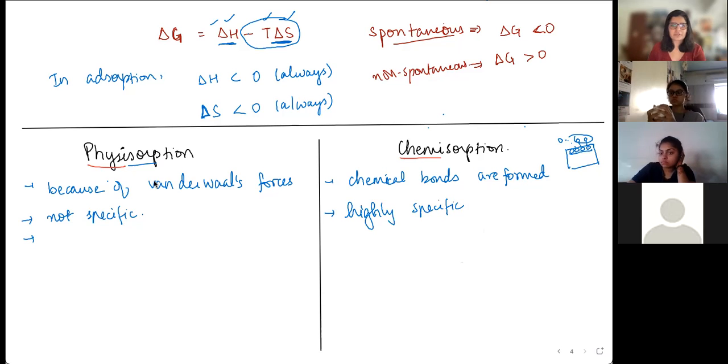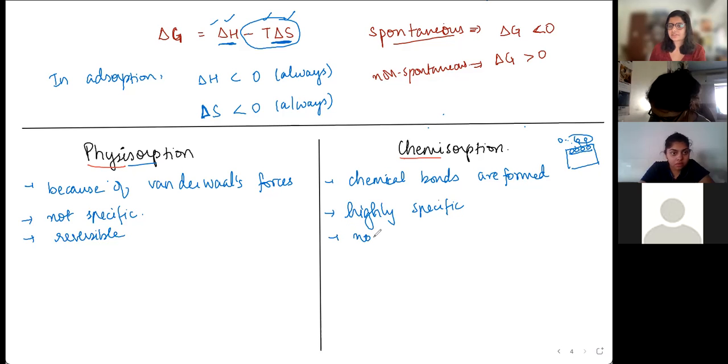Then what else do we talk about? Oh yeah, think of physical and chemical changes. Similar to physical changes, physisorption is reversible. Chemisorption is not reversible, it's irreversible. You need to put in some energy changes to reverse that. Because you got literal bonds being formed there, it's not reversible.